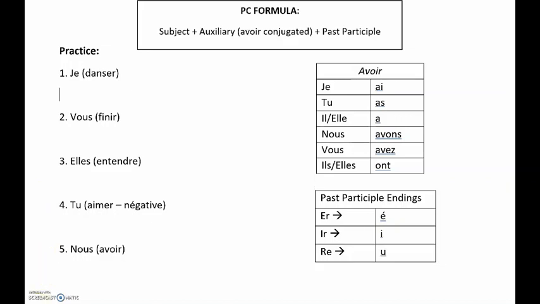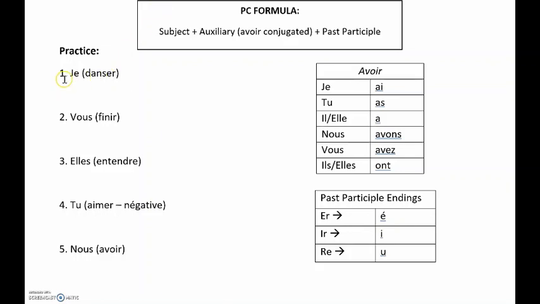All right, so here is the answer key, if you will, for these 5 practice questions. So let's look at number 1 first off. We've got the subject je and then the verb danser. So I want to write that I danced. So just by looking at this formula here, we're going to plug in all the correct sort of pieces to this puzzle to make a proper passé composé sentence.